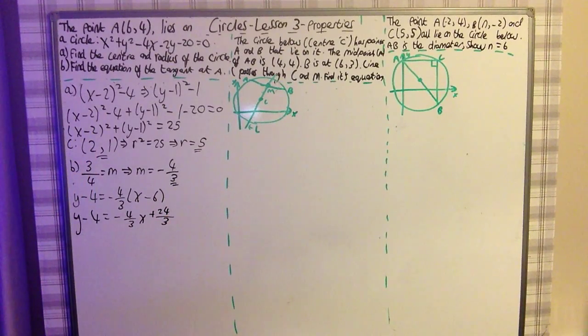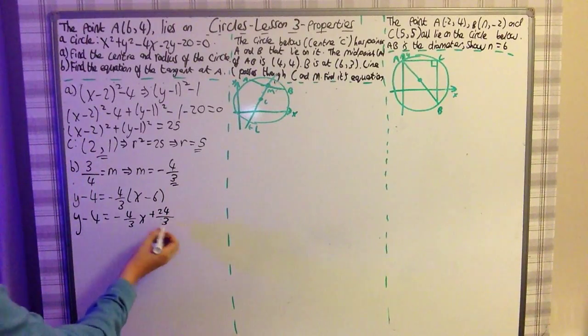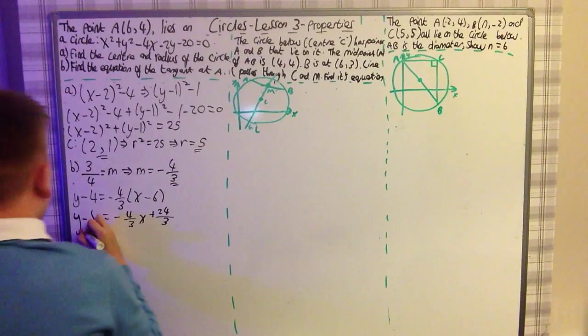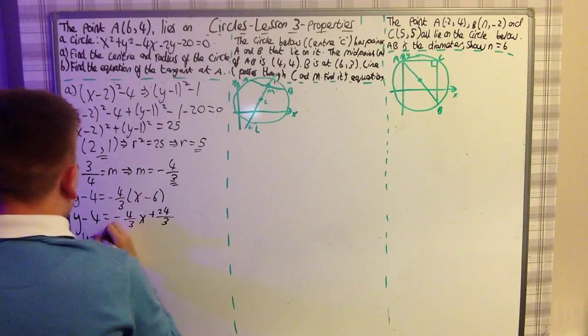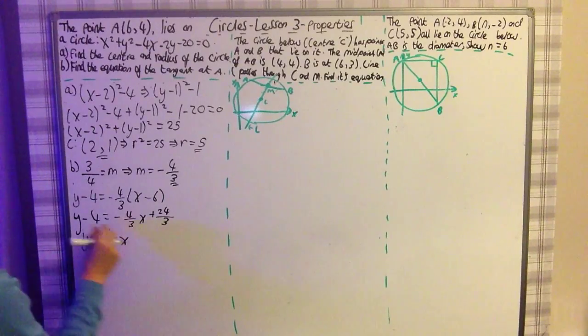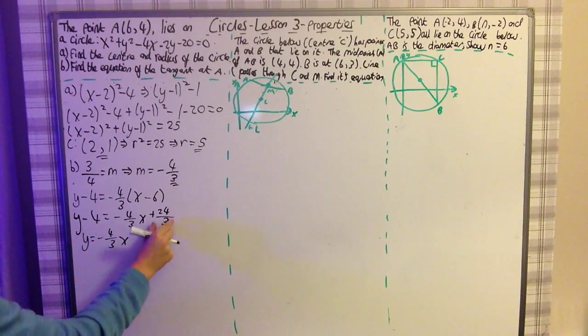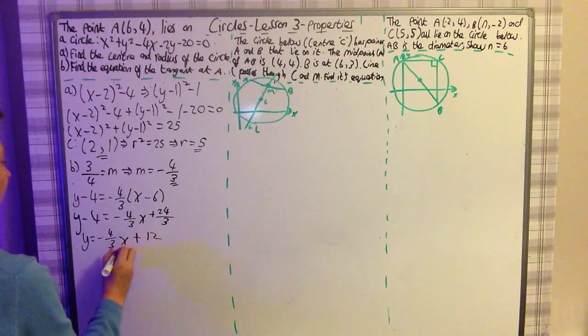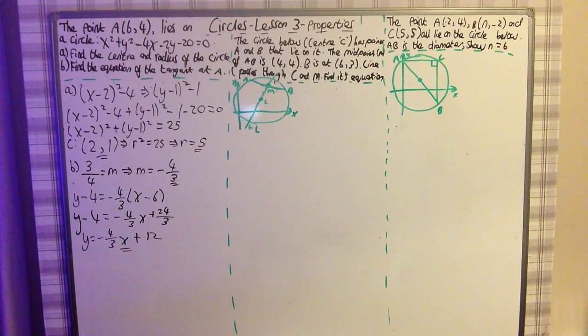Now 24 thirds is actually just going to be 8. 24 divided by 3 is 8. So we can say that y equals minus 4/3 x. Now this is just 8, and this minus 4 will become a positive 4. 8 plus the 4 is 12. So we could leave it in this form, and we would pick up full marks.